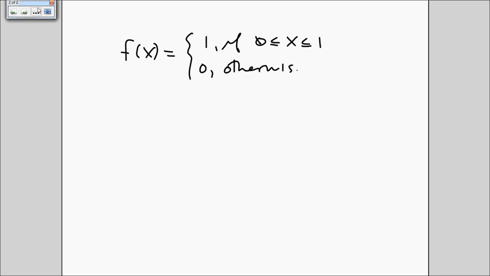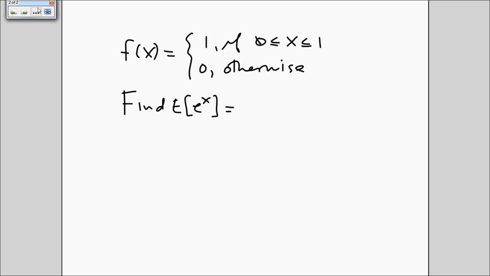Suppose the PDF for some random variable, again it's piecewise, is 1 if x is between 0 and 1, and it's 0 otherwise. Suppose you have that, and you are asked to find E of e to the x.